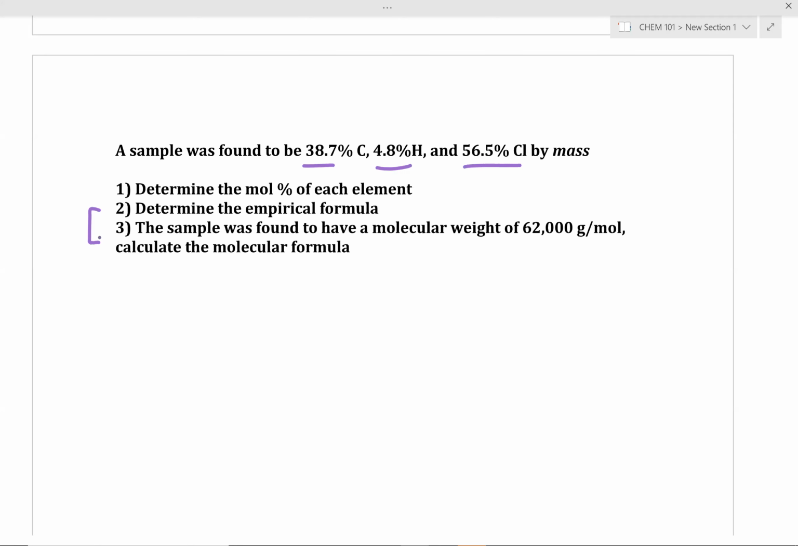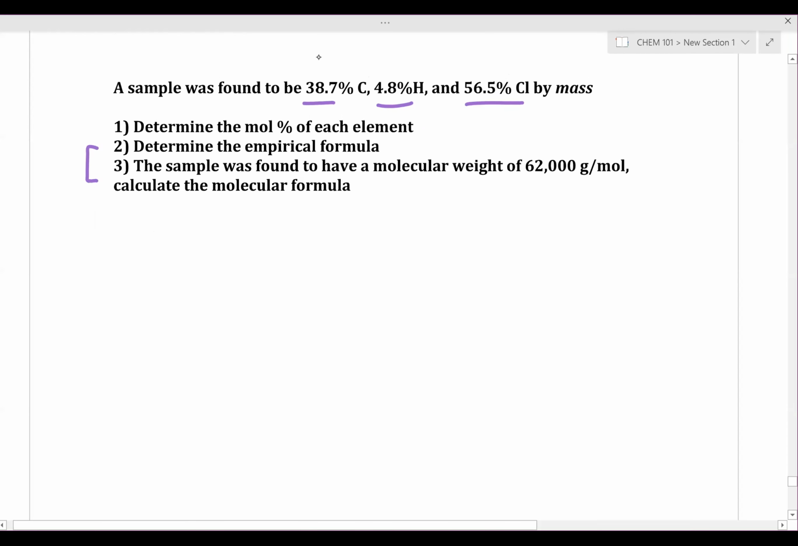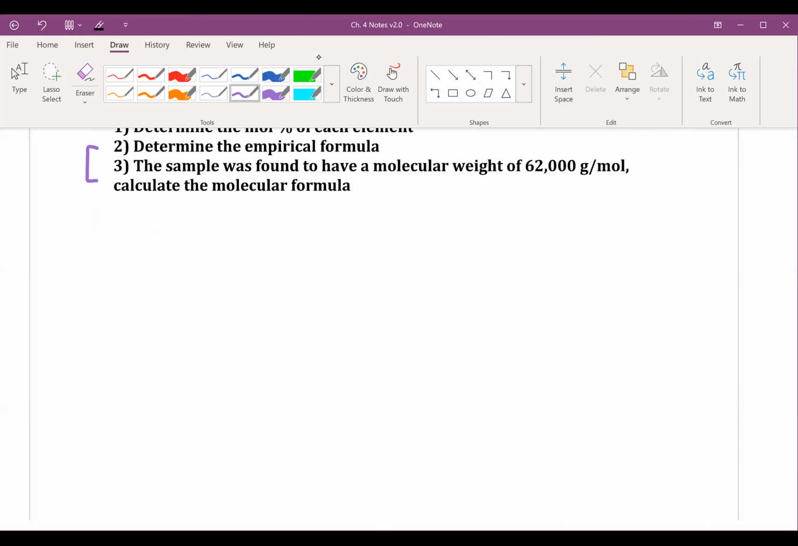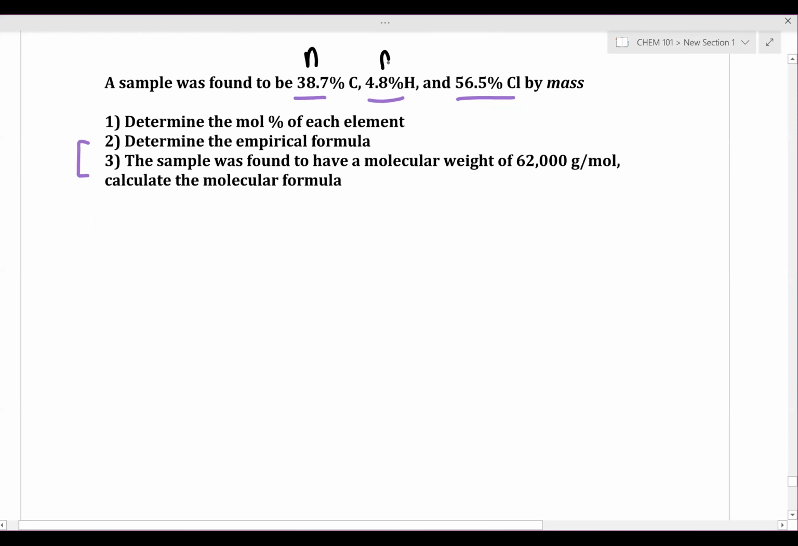Okay, I saw a lot of reasonable answers moving forward, and I really saw a lot of the fundamental capability to calculate the empirical formula, which is really what I'm looking for in this case. So I'm going to label carbon as N1, hydrogen as N2, and chlorine as N3. It's perfectly arbitrary, but this is just what I'm going to choose for this example.